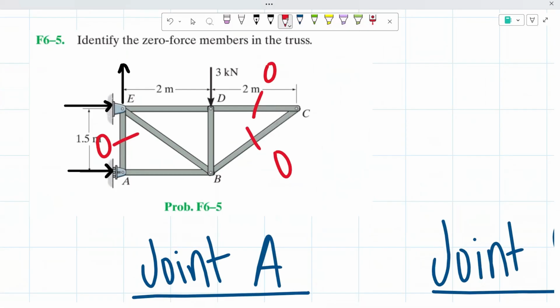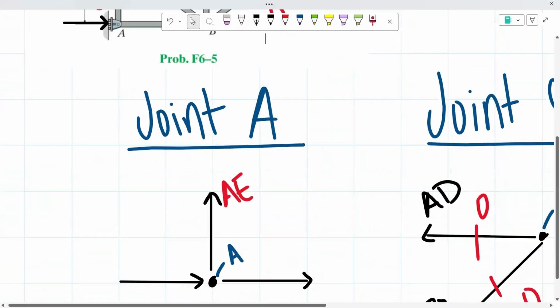Now from there, there's still one more joint where there's a case.